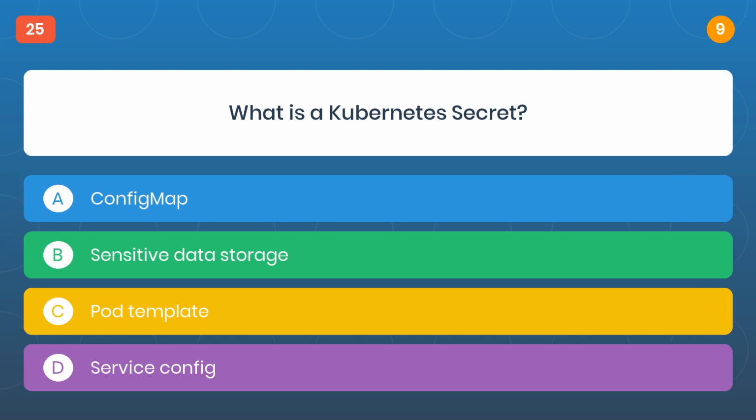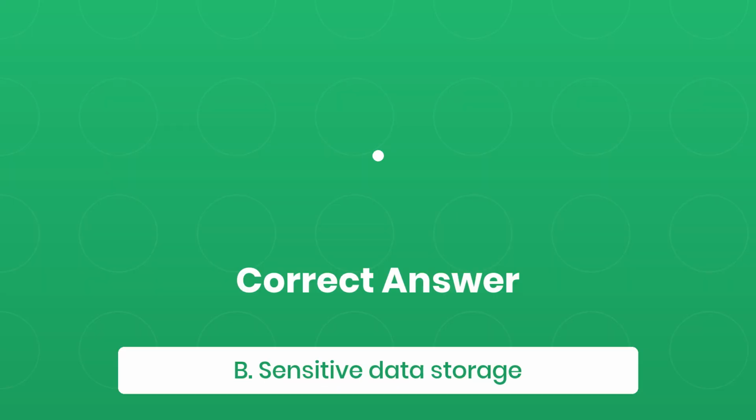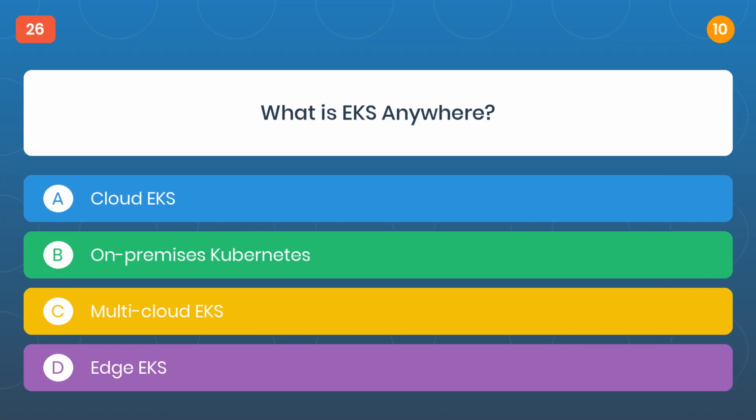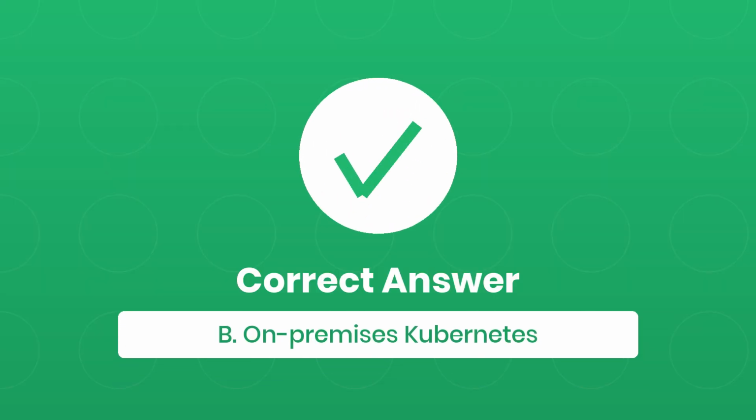Question 25. What is a Kubernetes secret? The correct answer is B, sensitive data storage. Question 26. What is EKS Anywhere? The correct answer is B, on-premises Kubernetes.